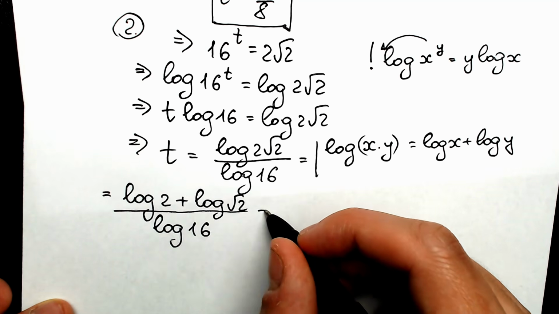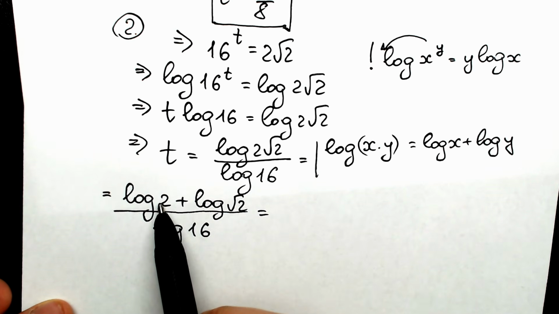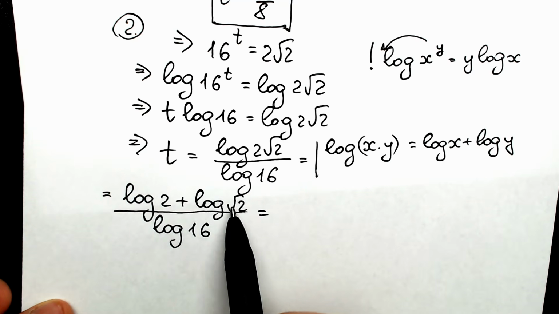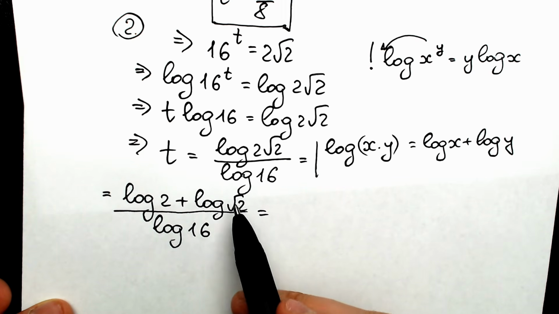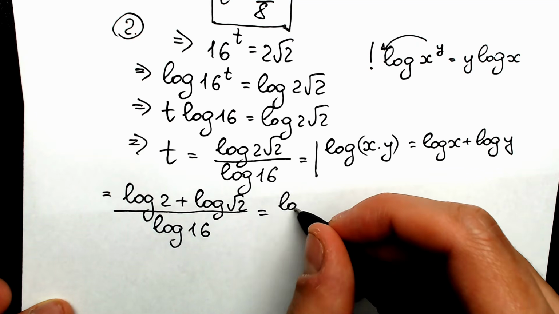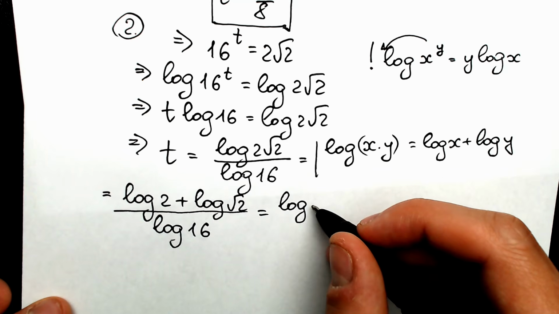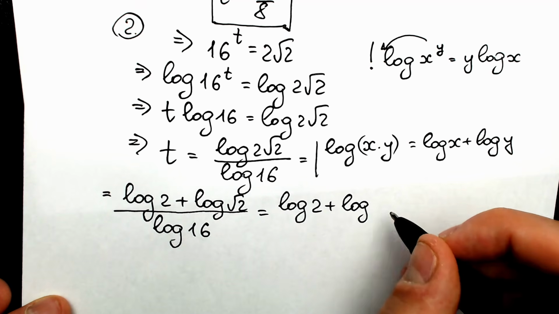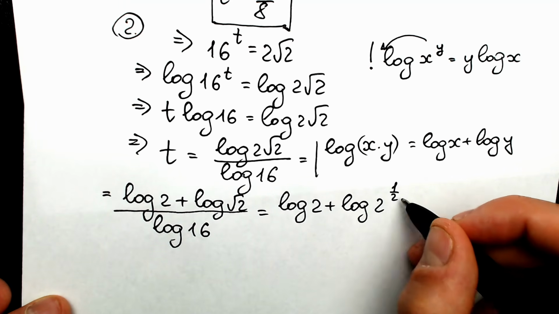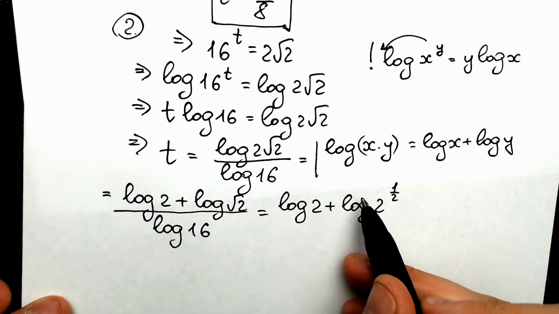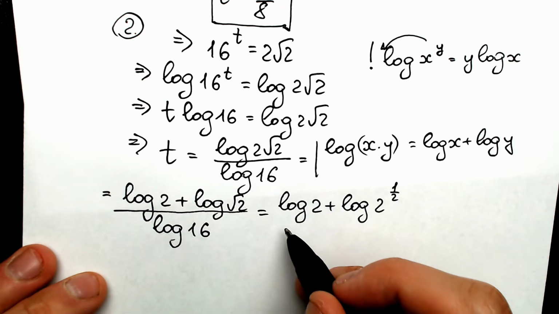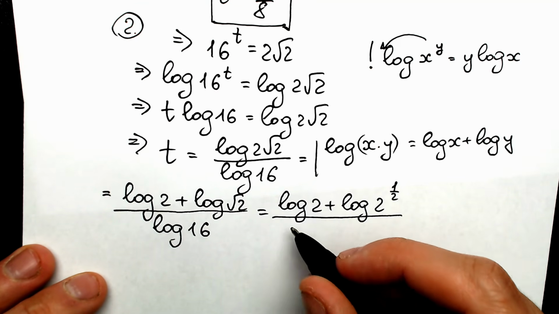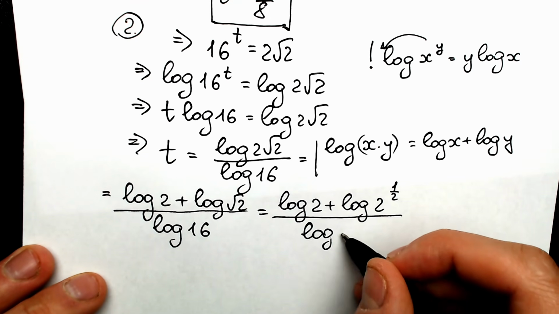Right now, a few words about this expression. We have log 2, but we can write square root of 2 as 2 to the power 1/2. So let's create base 2 on both sides, in numerator and denominator. So log 2 plus log 2 to the power 1/2, where instead of square root of 2 we write 2 to the power 1/2. And we divide it by log 2 to the power 4.